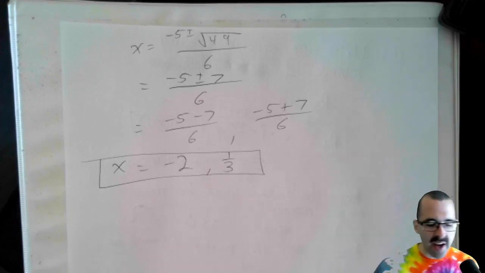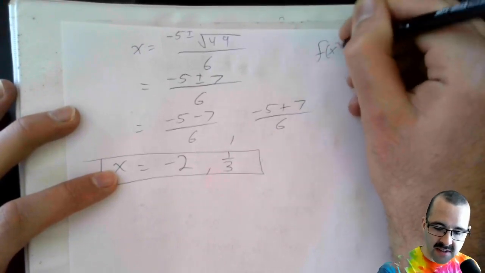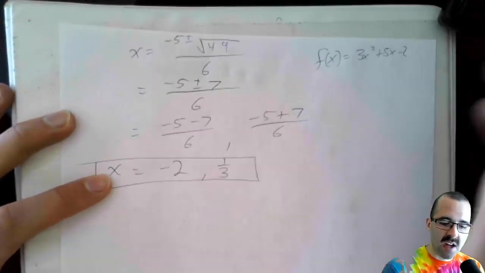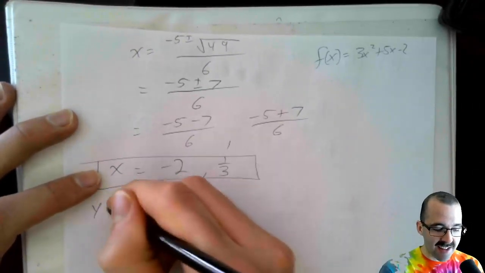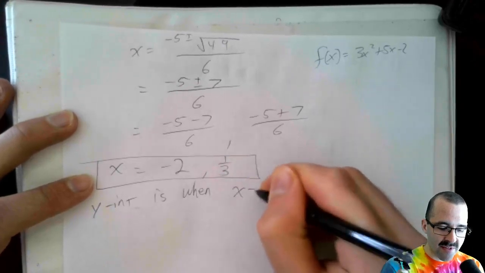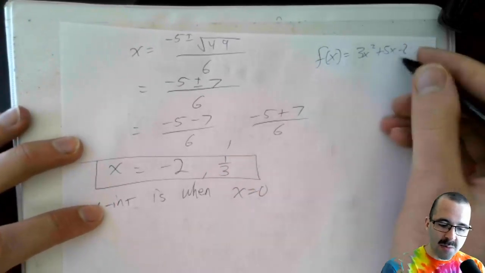And we were also asked to find the y-intercept, right? Remember our function was f of x equals 3x squared plus 5x minus 2. Y-intercept is much nicer, right? The y-intercept is when x equals 0. So you just plug in 0 here.